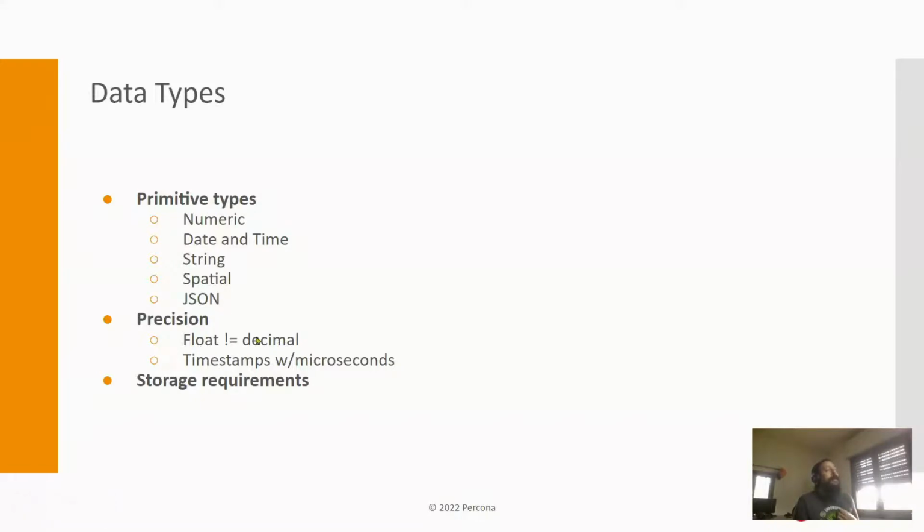So first of all, we have those types. And then we have precision and storage requirements. So I can have a numeric type with more or less precision, or I can have a datetime with more or less precision. String will only have how big of a string I can store. Spatial doesn't have any kind of precision, and JSON either. And then storage requirements, and this is the most important bit.